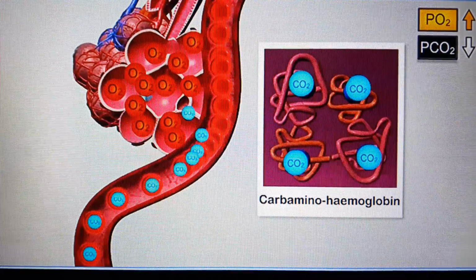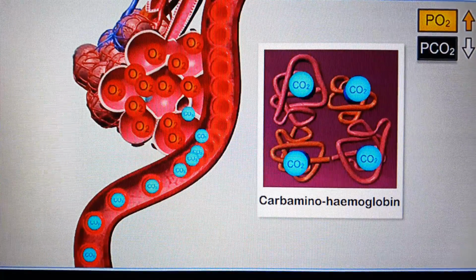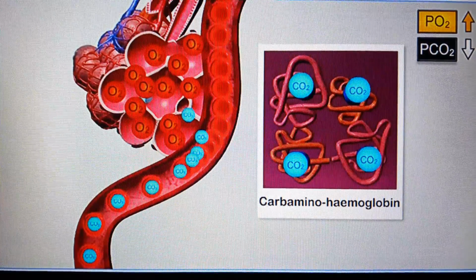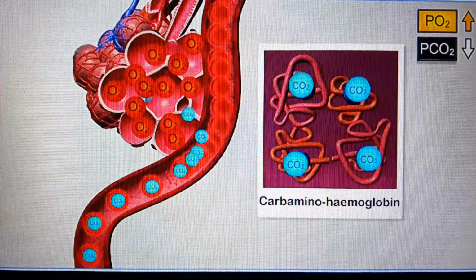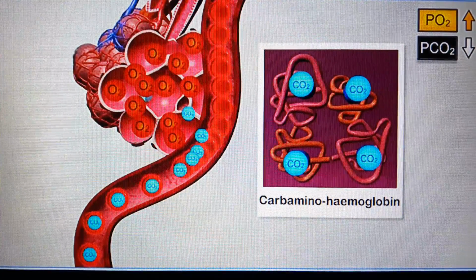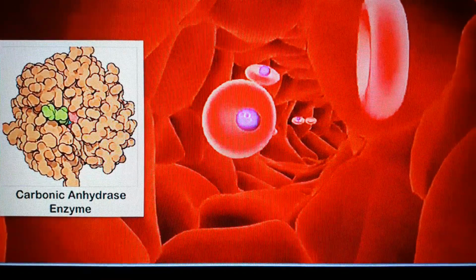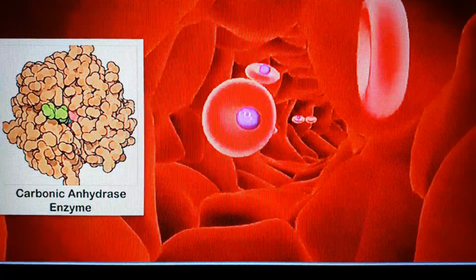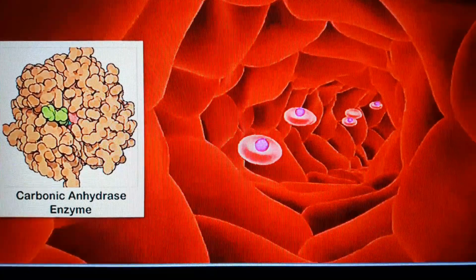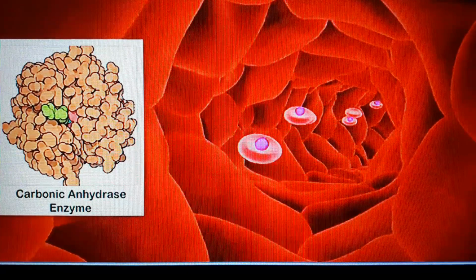And inside the alveoli, the partial pressure of oxygen is high and the partial pressure of carbon dioxide is less. So it is diffused into the alveoli from the capillaries. The carbonic anhydrase enzyme is present in the RBC and blood plasma. It facilitates diffusion in the tissues and alveoli.